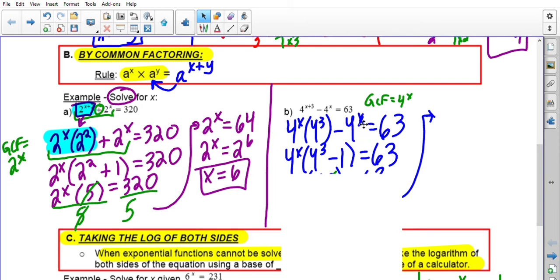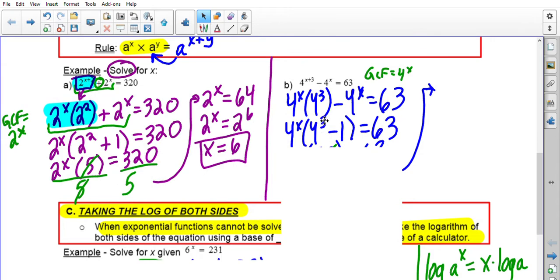Okay. Something divided by itself is just 1, and then there was the negative. So 4 to the 3 minus 1 can be simplified to 63. So 4 to the x times 63 equals 63. Because they're being multiplied here, and we want to isolate 4 to the x, we're going to divide 63 from both sides.